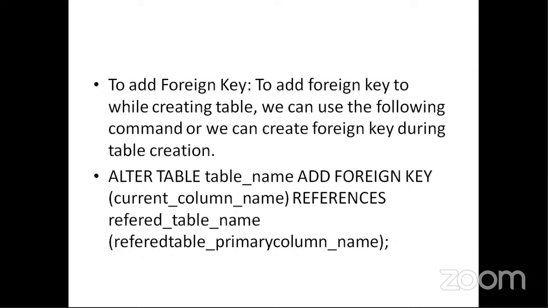To add a foreign key in a table, while creating the table, we can use the following command, or we can create the foreign key during table creation. Alter table, then the table name we have used as 11, add foreign key, the current column name will be roll number, references the refer table name, and in brackets the refer table primary key column name. This will be the command.